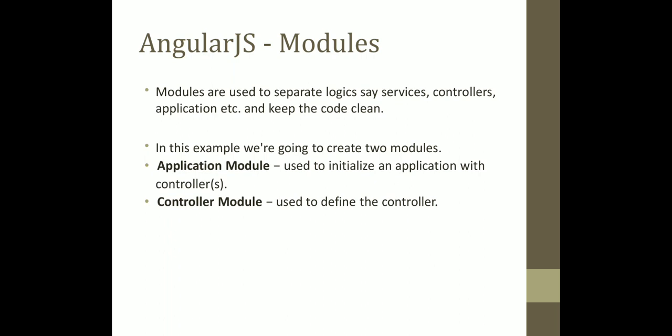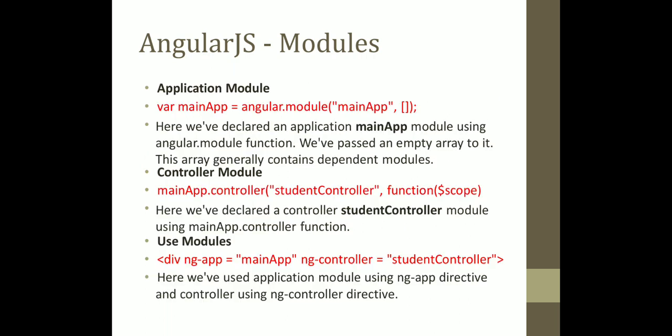and it is also called as angular.module. So in the example we are going to create two modules. One application module that is used to initialize the application with controller or controllers, and second, the controller module that is used to define the controller. So there are two things. The controller has its own work of controlling the whole thing, plus it is always connected to the module part as well. So we'll see the application module first.